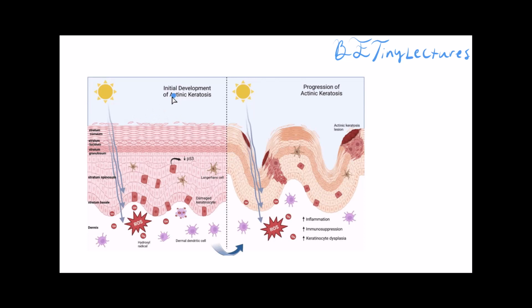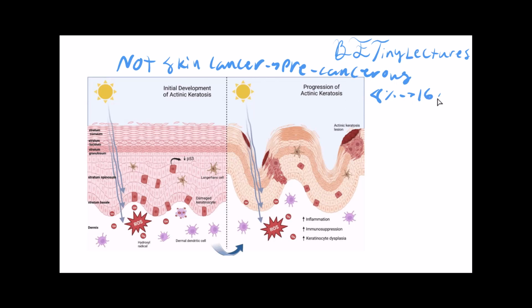Now, actinic keratosis is not skin cancer. Actually, it is pre-cancerous. About 8 to 16% of actinic keratosis, AK, develop into squamous cell carcinoma. So actinic keratosis is not cancer, however, if left untreated, it has an 8 to 16% chance of developing into squamous cell carcinoma. And really, it's above 5% significance.